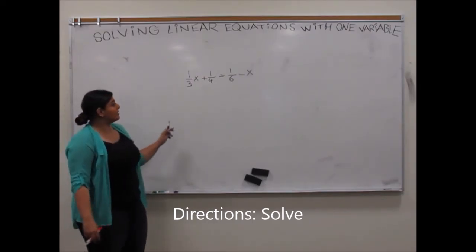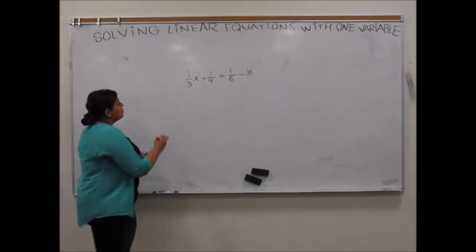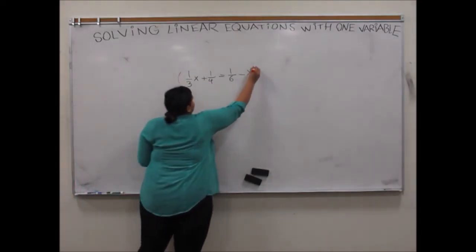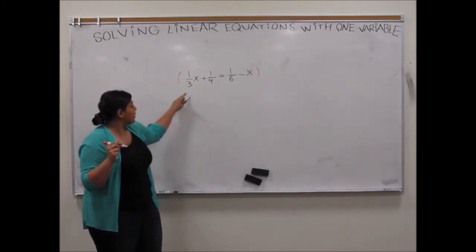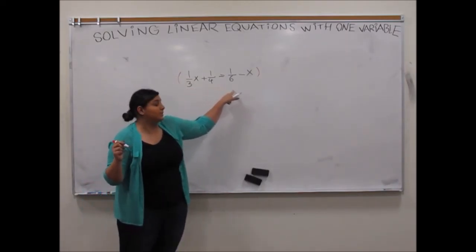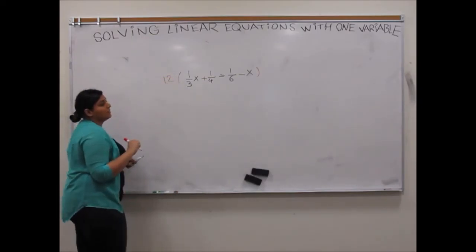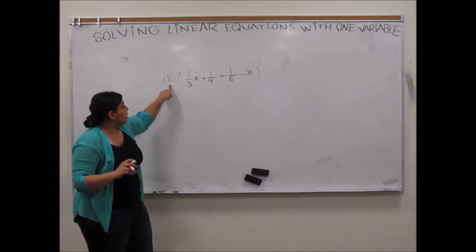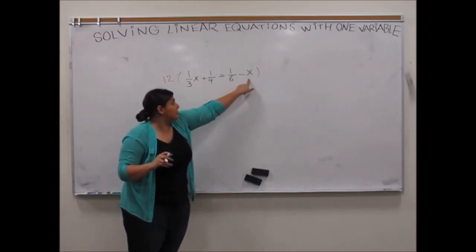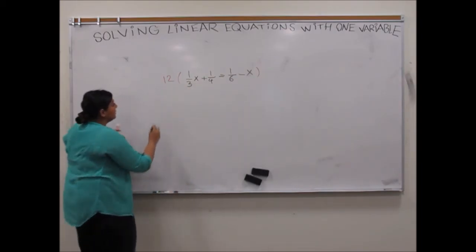I assume you gave it a try, so let's go over this together. I have to multiply this by the LCD to get rid of all the fractions. What is the LCD between 3, 4, and 6? It's 12. So I'm going to multiply everything by 12. Just remember, you have to multiply this 12 by all the terms, including the x terms. So I'm going to write it down.